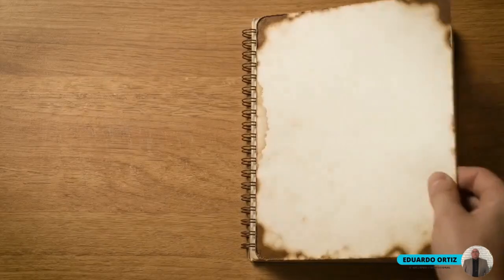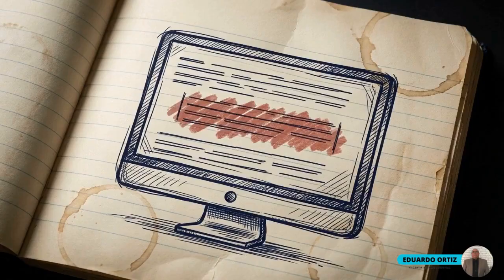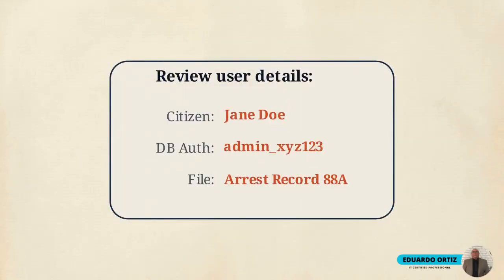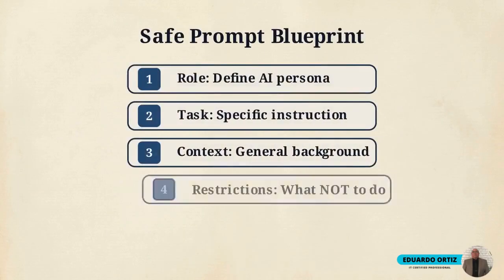This notebook page represents the starting point for every task you give an AI. While these tools are capable of complex work, pasting raw data into them creates a massive operational vulnerability. Providing the AI with unrestricted access to sensitive details is a high-stakes risk. You must block out restricted data, specifically citizen information, passwords, and criminal records.